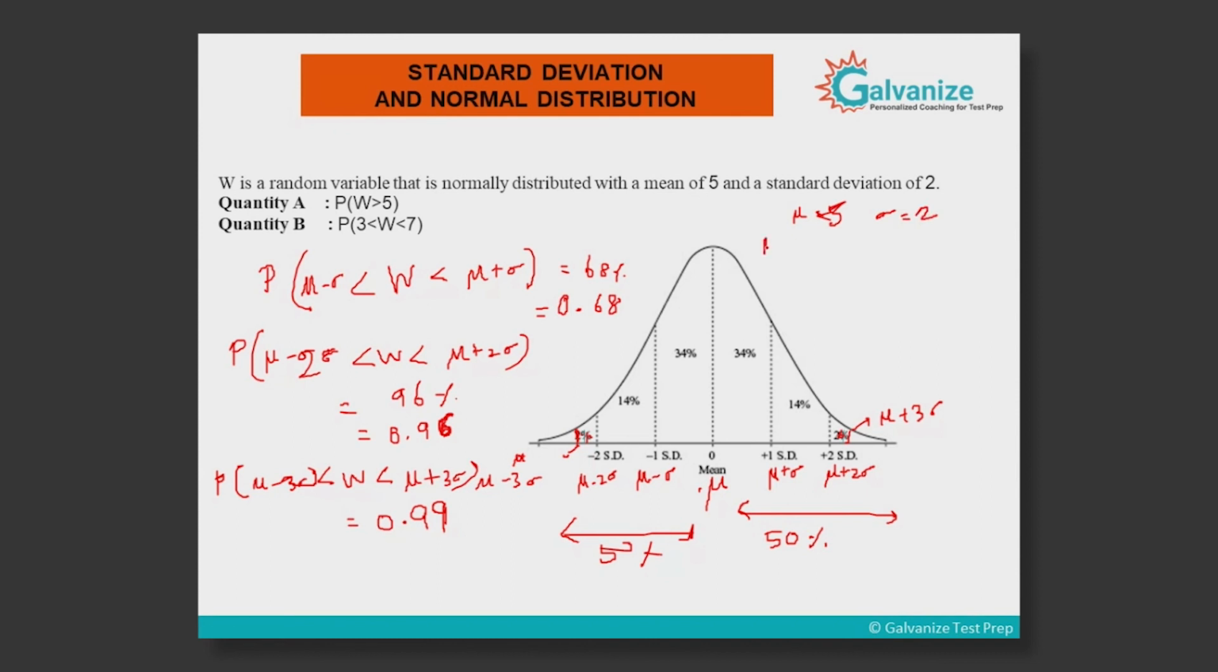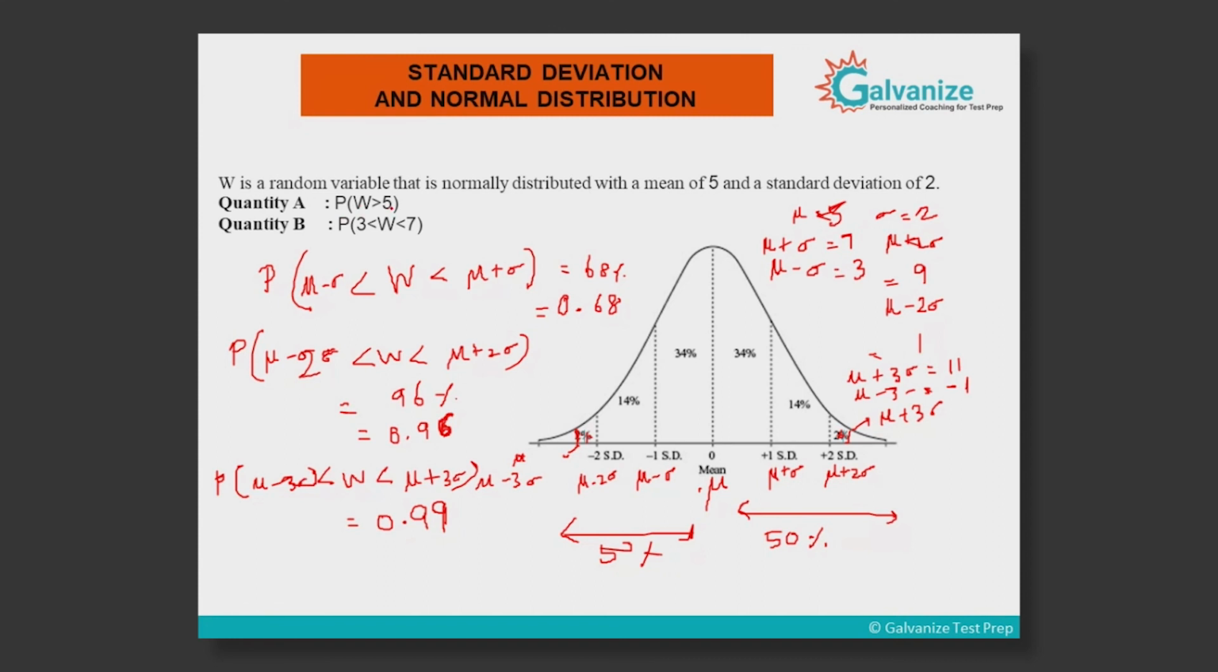So mu plus sigma will be 7 and mu minus sigma will be 3. Mu plus 2 sigma will be 5 plus 4, which is 9. Mu minus 2 sigma will be 5 minus 4, which is 1. Mu plus 3 sigma will be 3 times 2 is 6, which is 11. Mu minus 3 sigma will be 5 minus 6, which is minus 1. Now, once you calculate this, finding out this value is very easy.